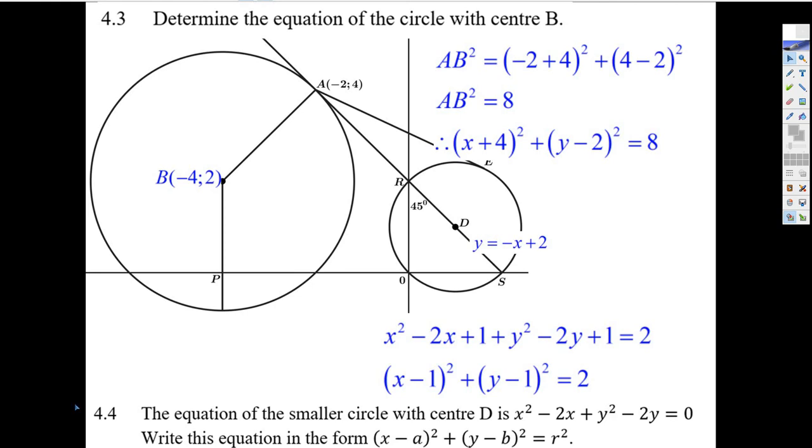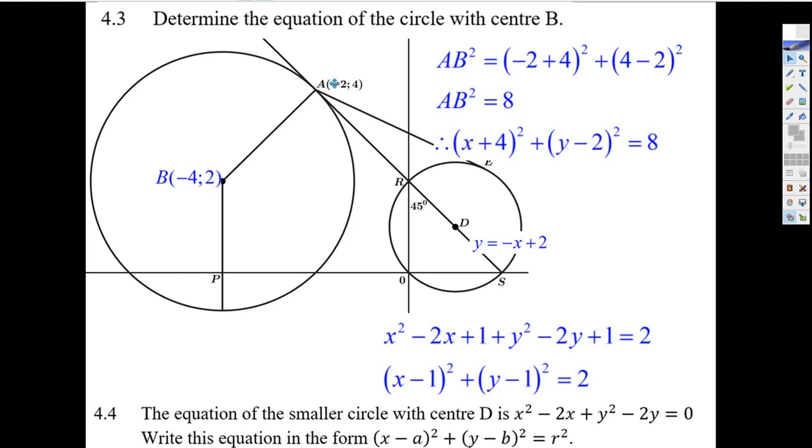Okay, here's the next question. Determine the equation of the circle with the center B here. Center B. Well, we just figured out in the last part that the center was minus 4 and 2. We've got a point on the circumference, that's minus 2 and 4. Well, AB is a radius, so to get the equation of the circle, we need AB squared. So let's work out AB squared.